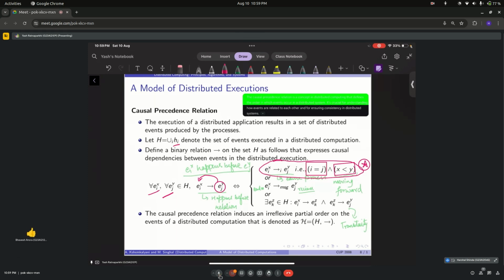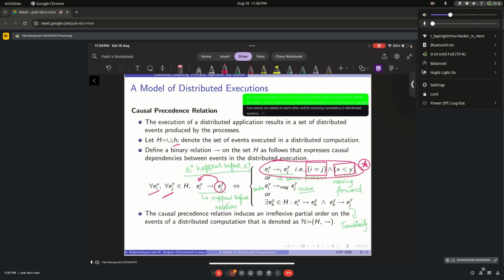Understood? Bro, can you repeat in short? Yes, this condition only. No no, this whole causal precedence relation, tell it in short, in a causal way. Okay. So what is this causal precedence relation?